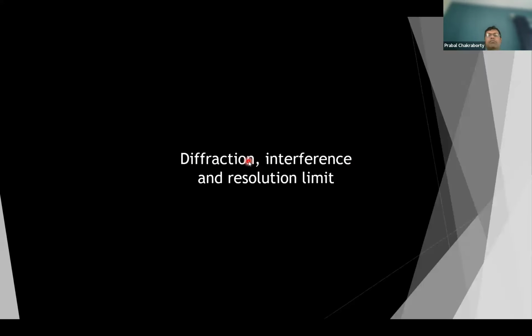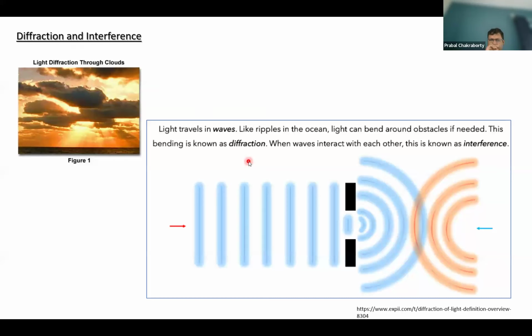Now I'll come briefly to a particular concept. When we talk about microscopy techniques, if you want to use, let's say, a fluorescence microscope or confocal microscope, you have to understand what kind of detail you want to see in your sample. So there are some basic concepts regarding diffraction and interference and how they create the optical resolution limit.